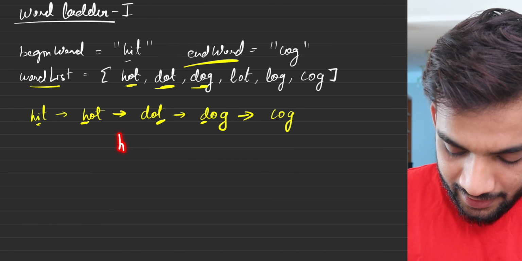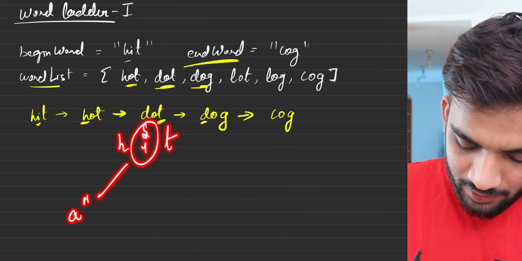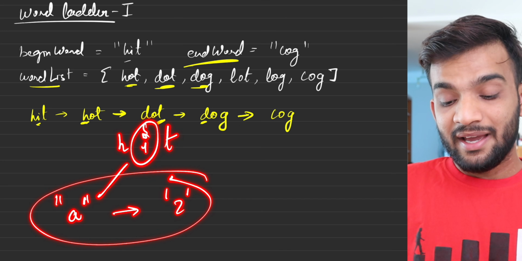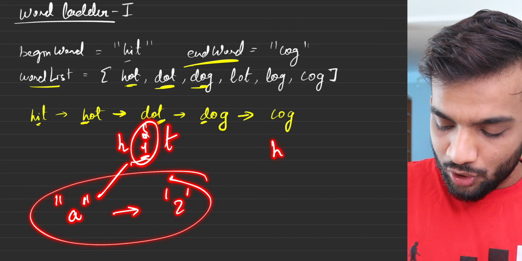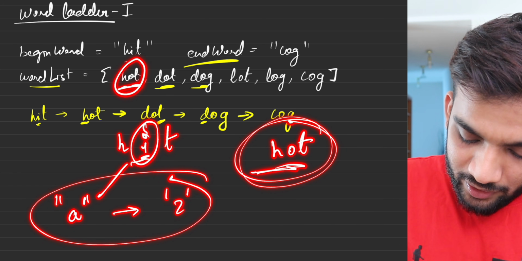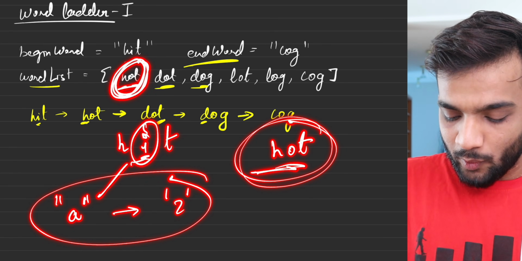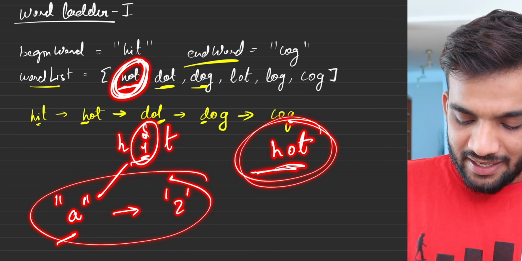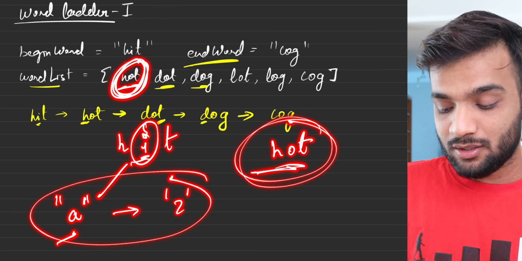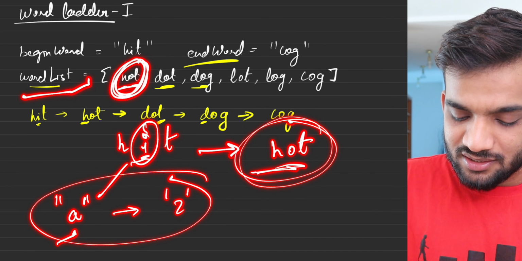Similarly, can I say I can pick up I and change it to anything from A to Z? Do you agree? And when I change I to O, I get hot, and that hot does exist over here. So apparently you can try changing like HAT, HBT, HCT, HET, HFT, but the only valid one will be hot. Why? Because that exists in the word list.